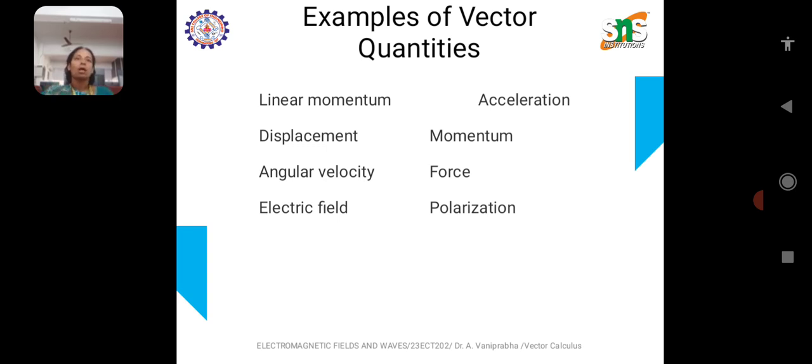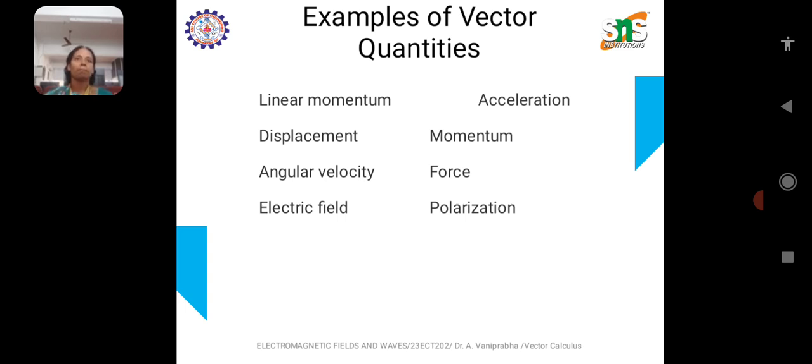Next is force. Pushing a cart or a sledge, applying some force to make it move from its initial position. Next is electric field. A charged balloon attracting small paper pieces due to its electric field. Even we might have heard about a comb attracting some pieces of paper. All these are due to electric field.